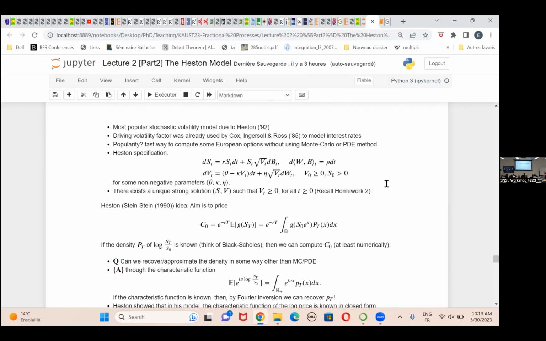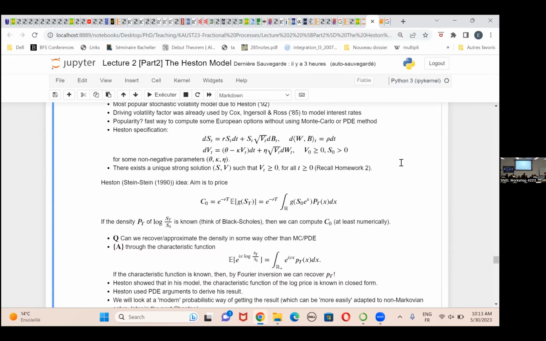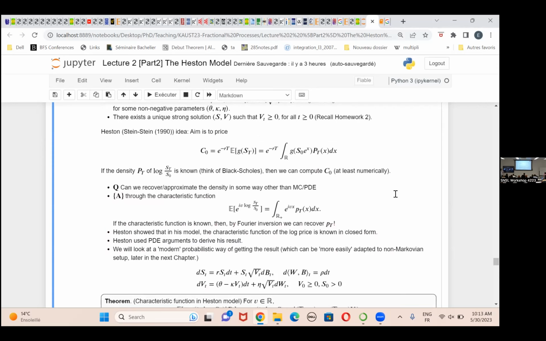And this is what makes the Heston model popular. It's because we know how to compute the characteristic function, and I'm going to show you how to compute the characteristic function for this model. And tomorrow we're going to compute the characteristic function in a non-Markovian setting that shares similarity with this one, and I'll show you that we're going to use the same strategy as we did today. Actually, Heston used PDE arguments to derive the characteristic function.